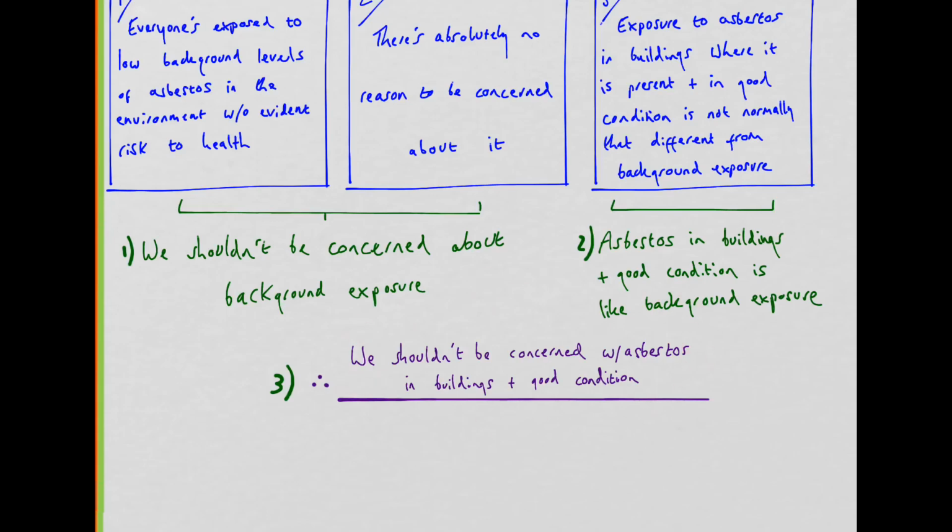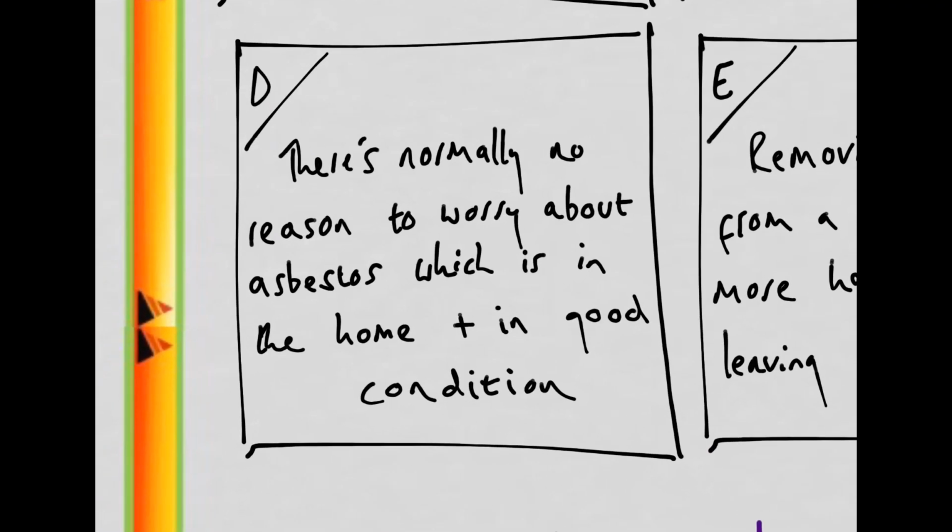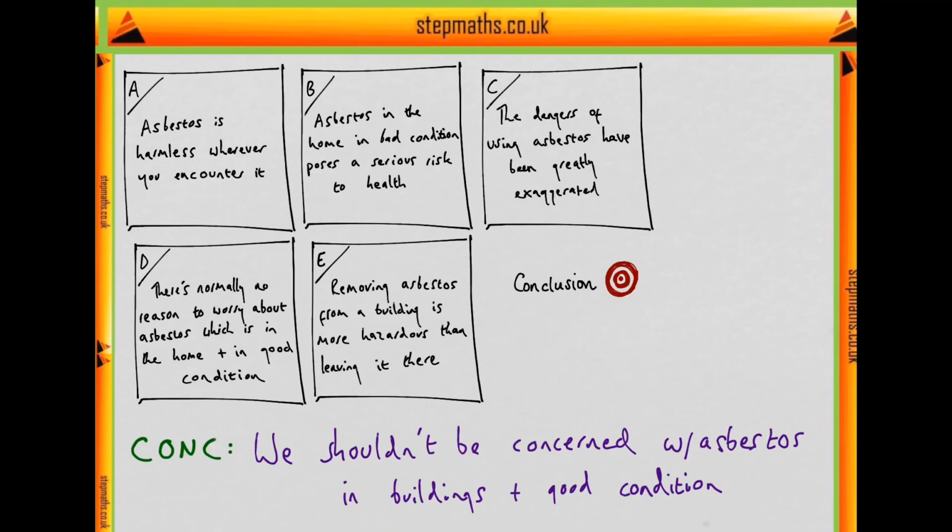which matches this. So here are our 5 options, A to E, and we're looking for this conclusion here. Can you see this conclusion in options A to E? Well, it looks like D is saying pretty much the same thing. Remember, our conclusion is that we shouldn't be concerned with asbestos in buildings and in good condition. And D is saying there's normally no reason to worry about asbestos, which is both in the home and in good condition. So it looks like D is a conclusion that can be drawn from the passage.